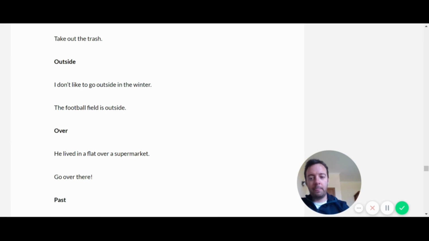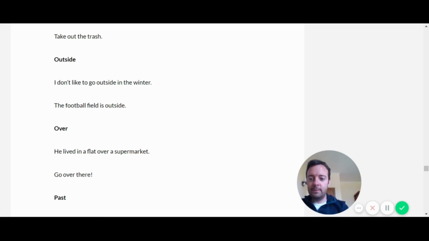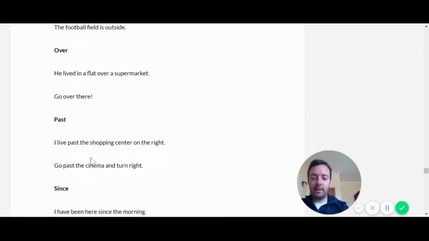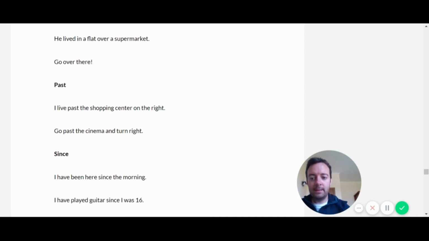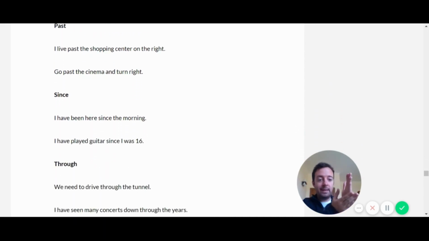Then we have over. It has different meanings, but similar. Something is over. He lived in a flat over a supermarket. Go over there. And the next one is past. Okay, I live past. Similar meaning to after. Okay, so go past the cinema and turn right. Like continue until after the cinema and turn right. Since is from a point in time until now, usually. So I have been here since the morning, okay, from 9 a.m. until now. I have played guitar since I was 16. That's true, right? I started when I was 16 and I continue now to play.